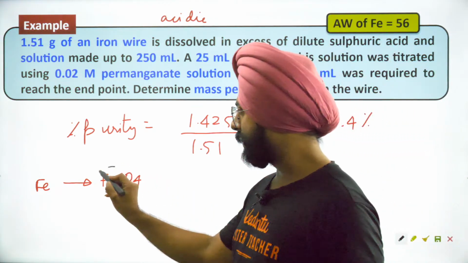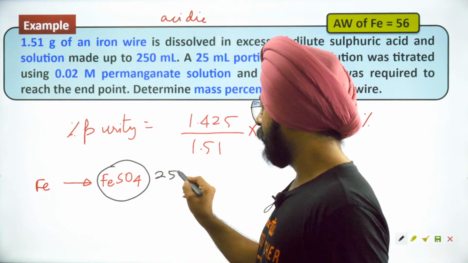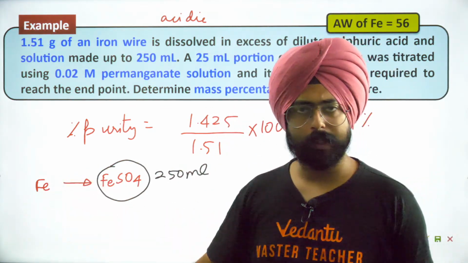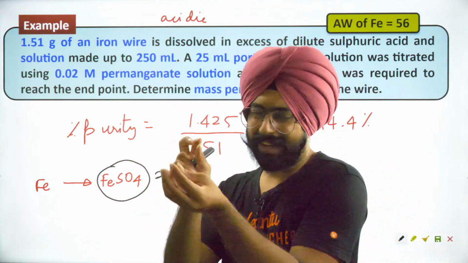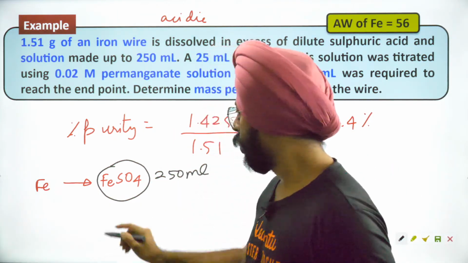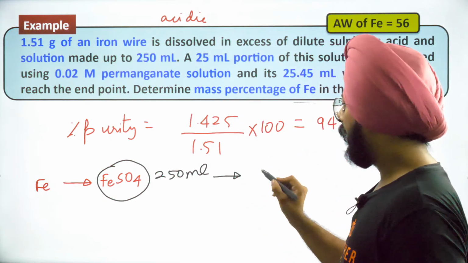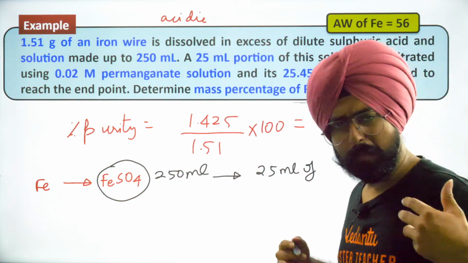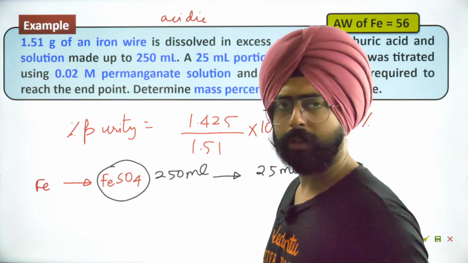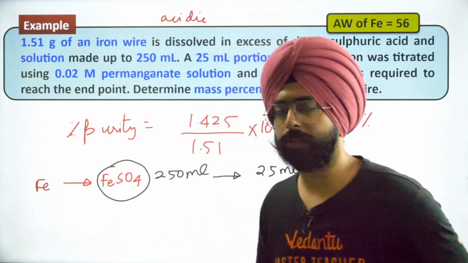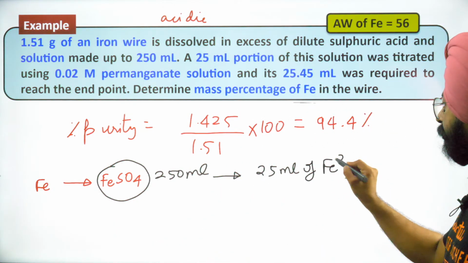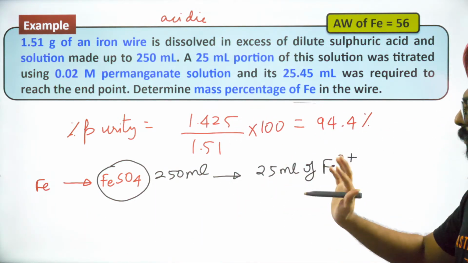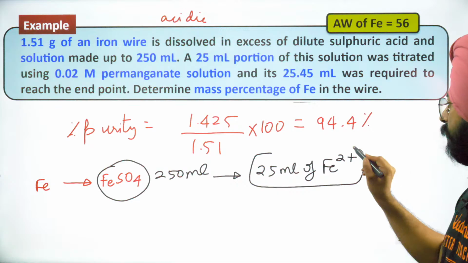And this entire solution was 250 milliliters, but I can use a smaller quantity of it in the laboratory to do the titration. I don't need to use 250 milliliters. I can just use 25 milliliters to do the titration. So out of this solution, I took 25 ml. Basically, what's the main constituent in this solution participating in the redox reaction? That is Fe2+. Fe2+ is participating in the redox reaction, isn't it? So you essentially have 25 milliliters of Fe2+.